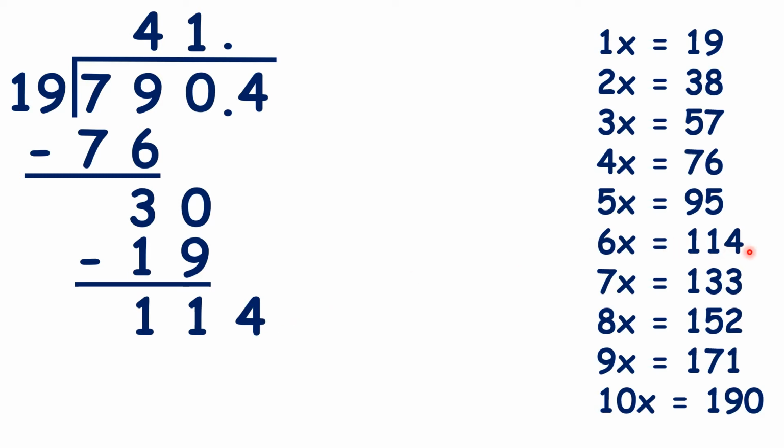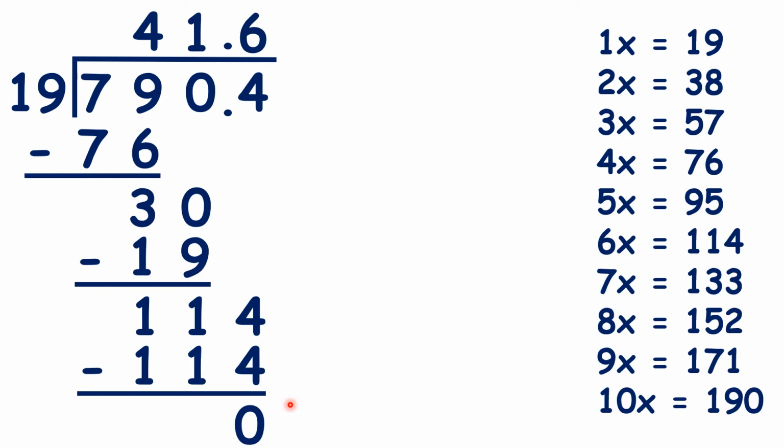114 divided by 19 is exactly 6, so we can write 6 in our answer, and we have nothing left to divide. So because we've already written the decimal point in our answer, we know that 790.4 divided by 19 is 41.6.